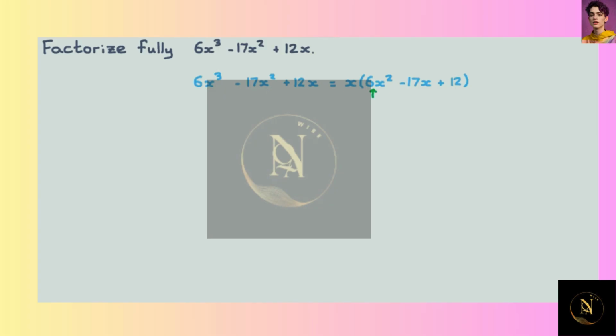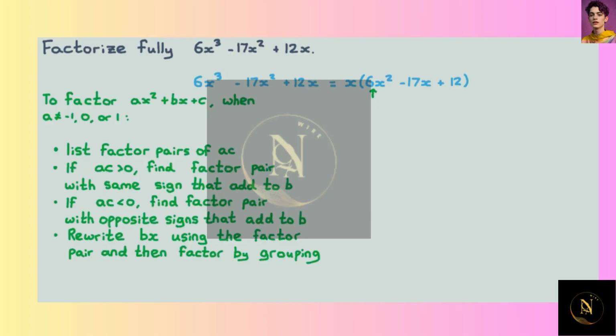Since we need to fully factor the expression, we now need to attempt to factor the quadratic factor. To do this, we first note that the leading coefficient is not 1. In order to factor a non-monic quadratic, say ax squared plus bx plus c, we need to follow the following steps. The first thing that we need to do is list all of the factor pairs of a times c.